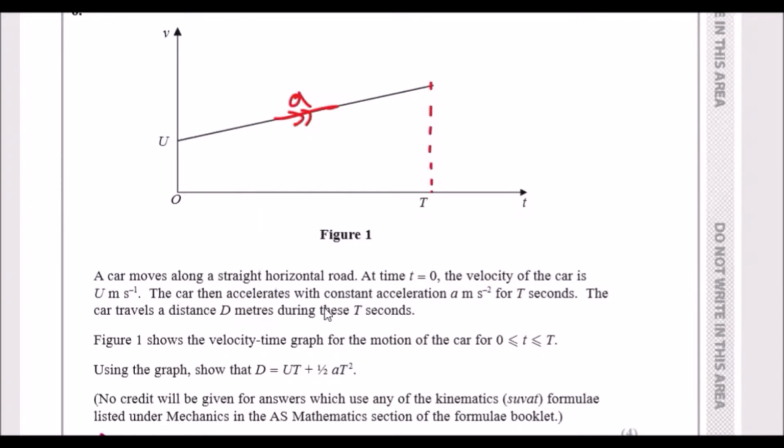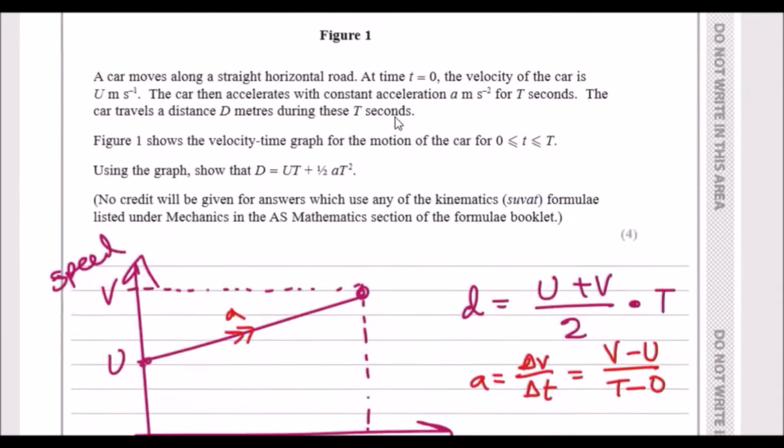Now, figure 1 shows the velocity time graph for the motion of the car between this time interval, from 0 to t. Using the graph, show that the distance is d equals ut plus half at squared. And guys, you get no points for using any of the formulas and substituting in, because it doesn't work like that. We want to basically derive it from just looking at it.